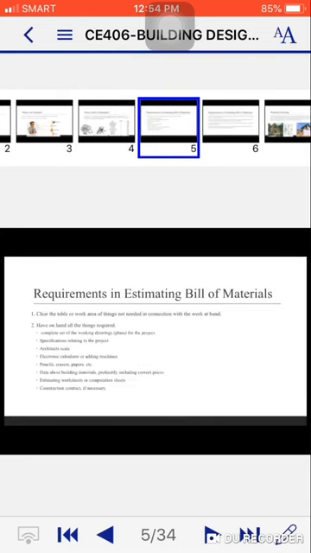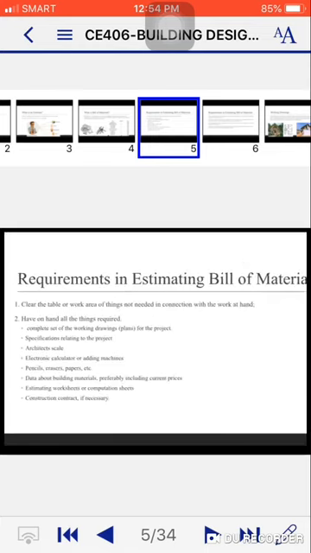Then next, so what are the requirements in estimating bill of materials? So the task of calculating the various materials required for a construction project involves considerable mathematical computation work. So as such, it needs concentration on the part of the estimator and the least amount of outside distraction. So here are the following suggestions on how to go about doing this job.